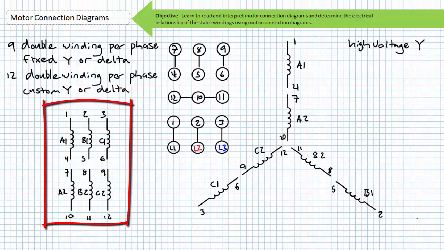Winding A1 has terminals 1, 4, winding A2 has terminals 7, 10, winding B1 has terminals 2, 5, winding B2 has terminals 8, 11, winding C1 has terminals 3, 6, and winding C2 has terminals 9, 12.